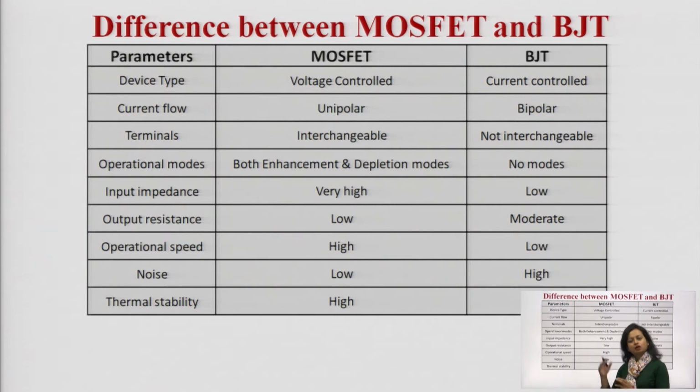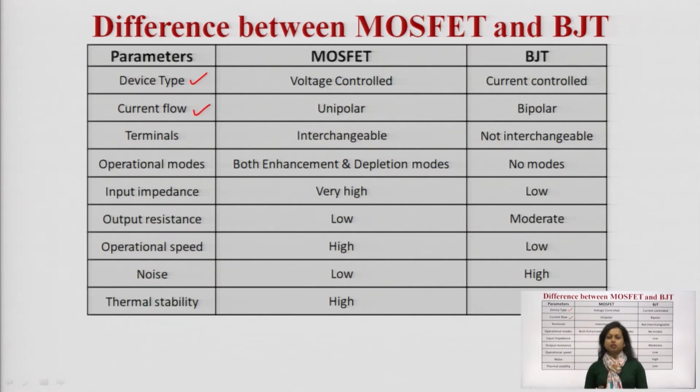As I have told you, you have studied the BJT, now you are studying the MOSFET, so you must be able to differentiate between these two. What is BJT, what is MOSFET? See, we can differentiate on the basis of certain parameters. If we talk about the device type, right now I have told you that BJT is a current control device, while FET is the voltage control device.